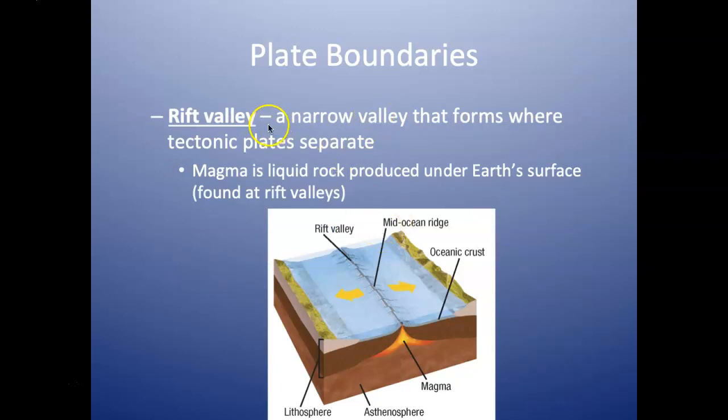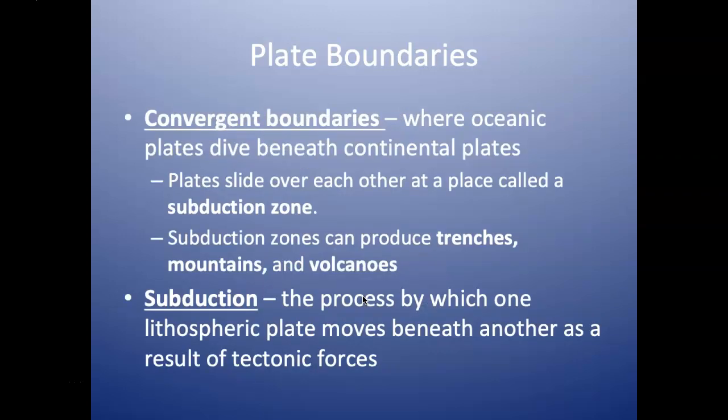Okay, so if you look at the picture here, the rift valley is usually at the bottom of the ocean, where it's a narrow valley formed by the tectonic plates. Magma comes up out of the asthenosphere and starts to cool on the ocean floor, thus pushing the plates further away from each other and moving them in opposite directions.